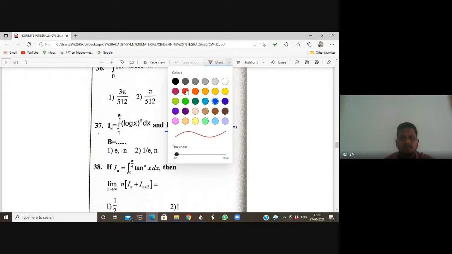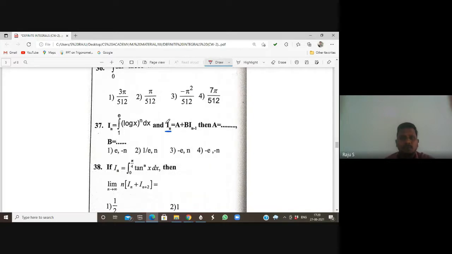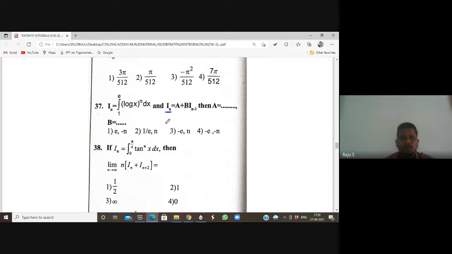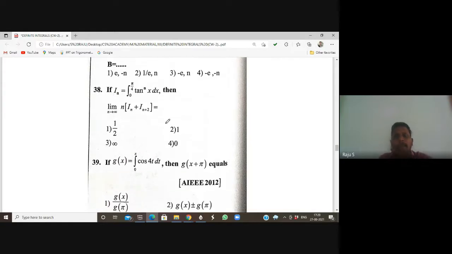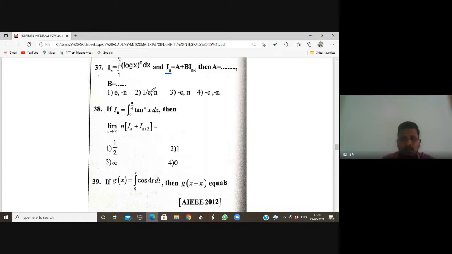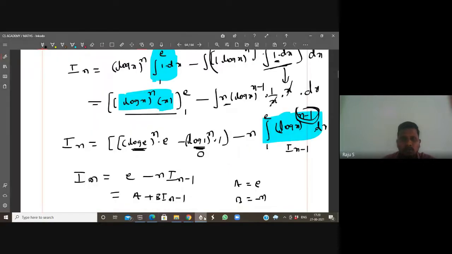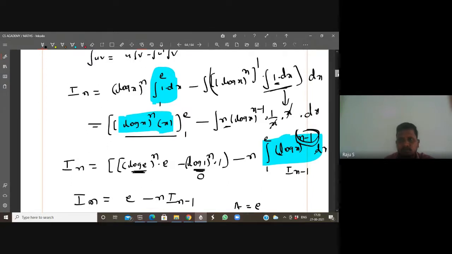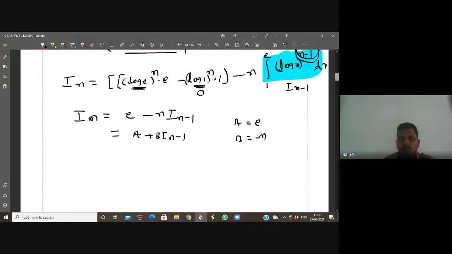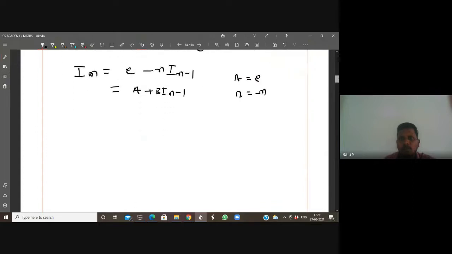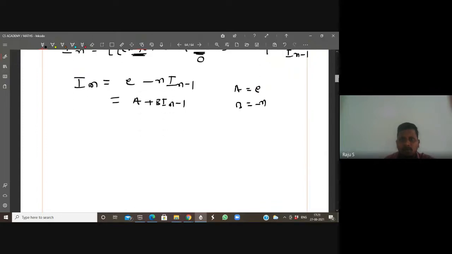Simple question. Logical question. Apply UV rule, that's all. Okay, sir, this is also a logical question. Any doubts? UV rule, I applied the limits directly and we got it in the form of a plus b into In minus 1.